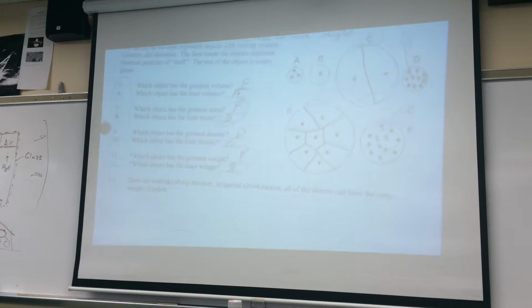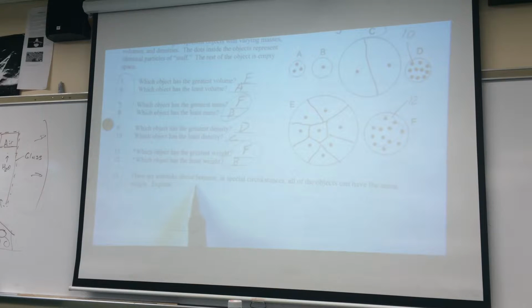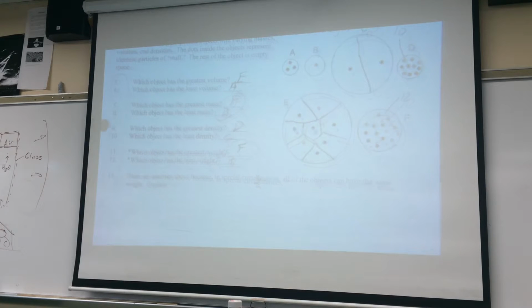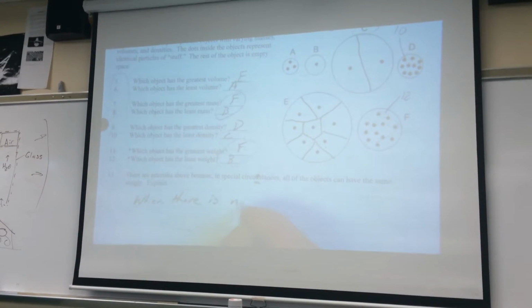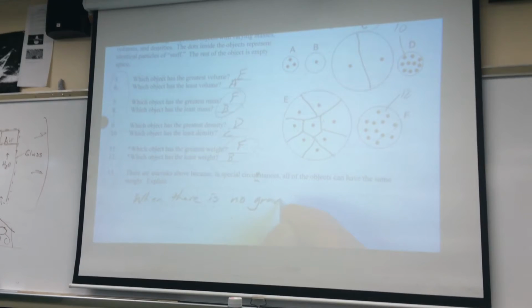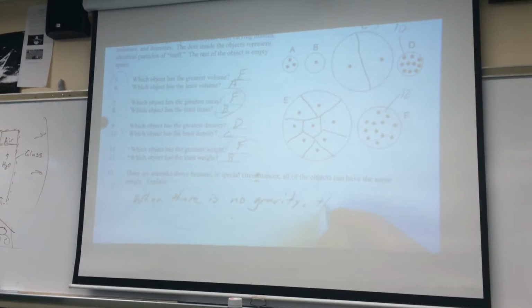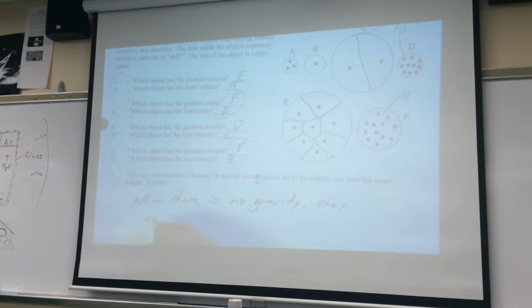And 13, if you did that, the asterisks above are above because in special circumstances, all the objects can have the same weight. We just talked about this. When would they all have the same weight? In space. They'd have the same weight when there's no gravity because they would have no weight. So when there is no gravity, they would all have 0 weight.